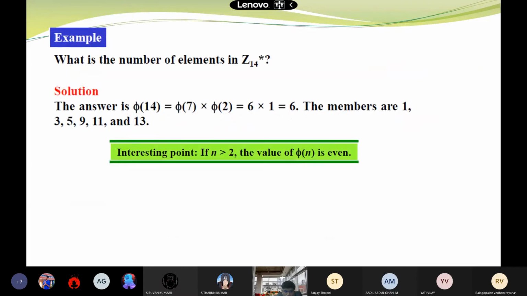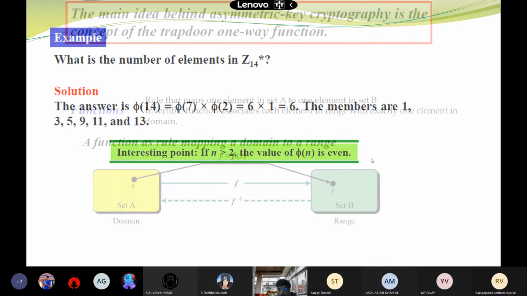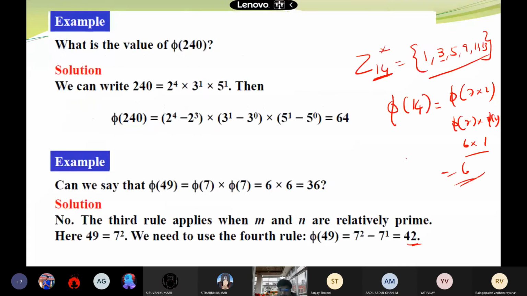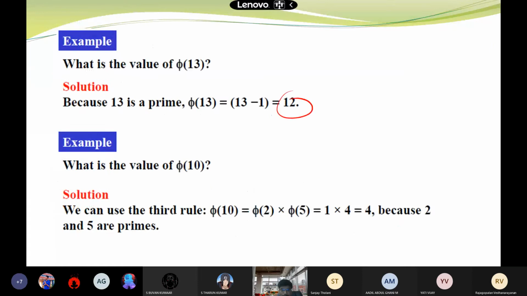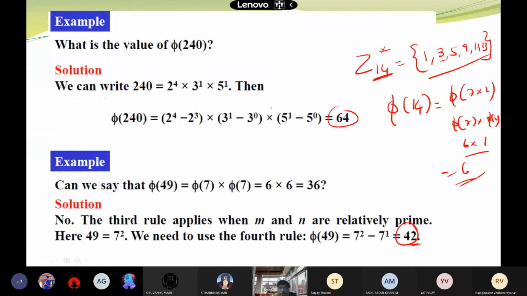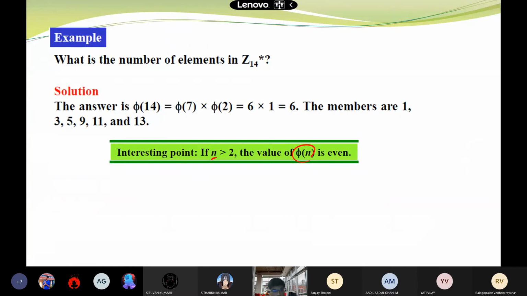There is one interesting point. Suppose the value of n is greater than 2, right? The value of phi of n will always be even. So if you look here, the phi of n you computed is actually 6. So all these values that you're looking at are even numbers, right? So that is the beauty. Think of that also, so that you can cross-check whether you're doing it correctly.